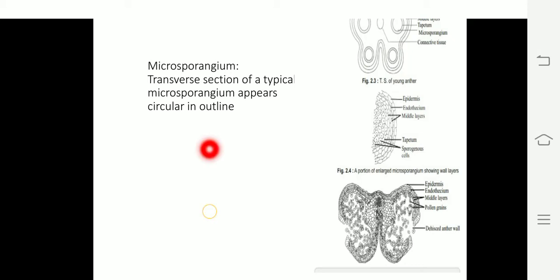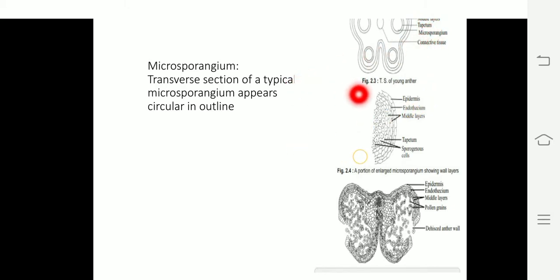Hello students, now we are going to start with the microsporangium. This is the structure of the TS of anther. The transverse section of a typical microsporangium more or less appears circular in outline. It is covered by four protective wall layers.